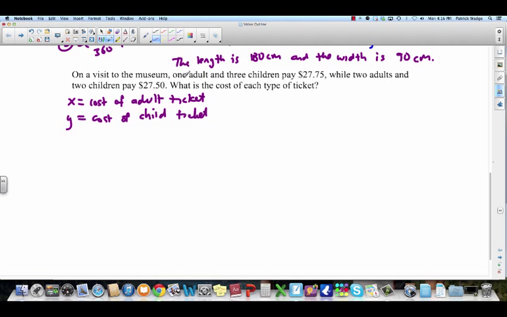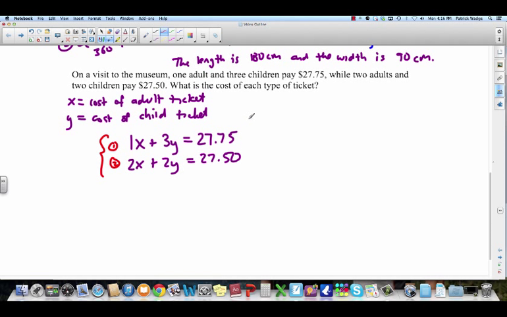So in the first part of the question it says 1 adult and 3 children pay $27.75. So 1 adult, so that's one of the X's, or just X, you can put 1X if you want, plus 3 times the children. Well, if each child's ticket is Y and we have 3 children, it would be 3Y. And when you total it all up, that costs $27.75. Now, there's some more information here. 2 adult tickets, so that's 2 times X, 2 times the cost of an adult ticket, plus 2 children's tickets, so 2Y, 2 times the cost of a child's ticket, equals $27.50. There's our two equations.